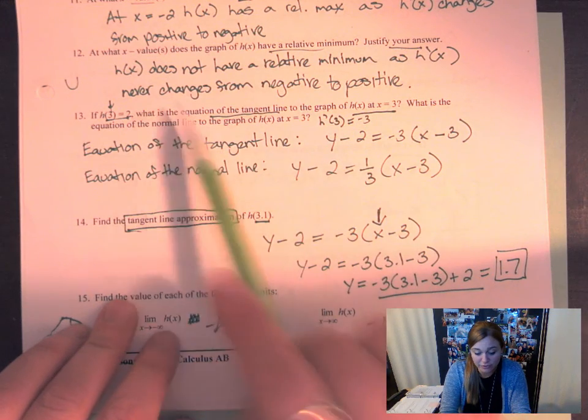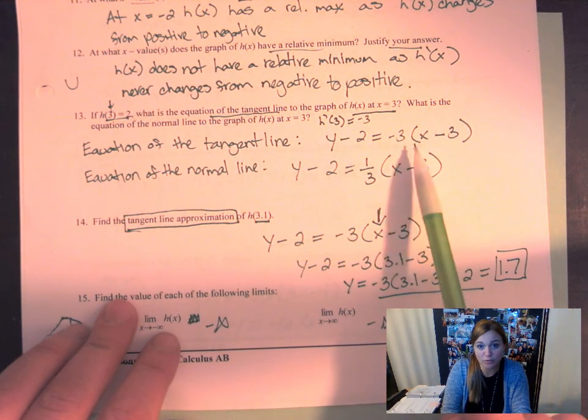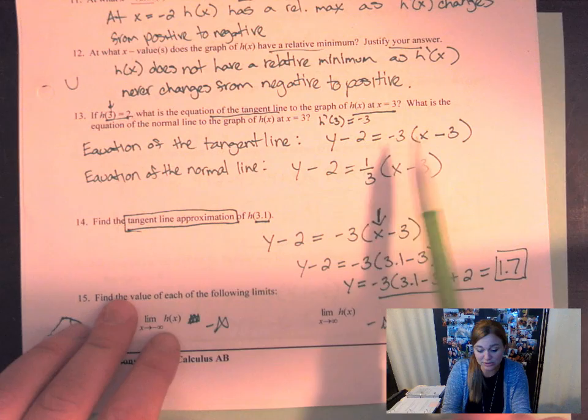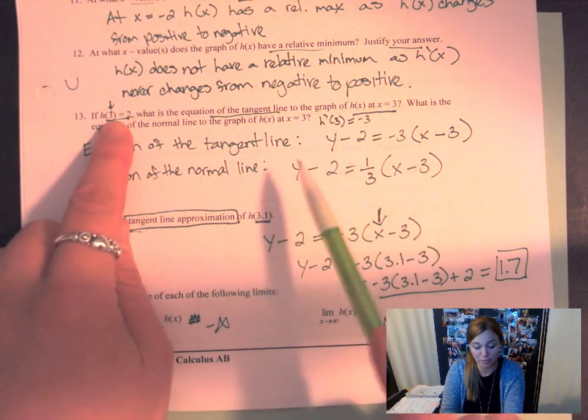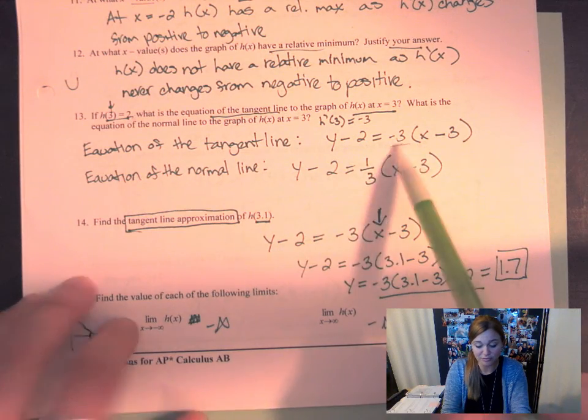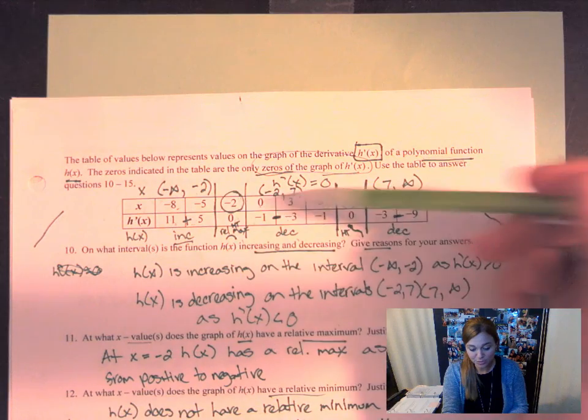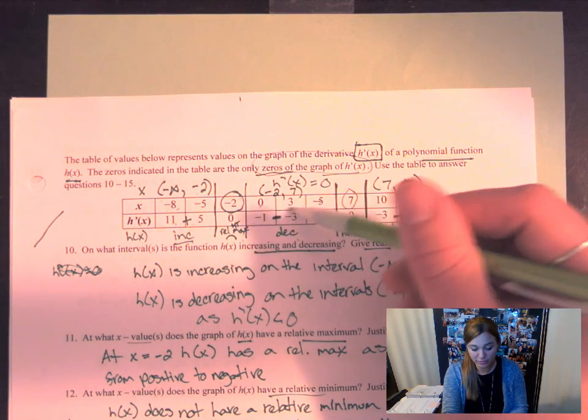H of 3 is 2, so this is where y minus y1 is equal to m, I'll get that in a second, x minus x1, because it came from that point. And you're like, where did this negative 3 come from? We have a chart. H prime of 3 was negative 3. It was given to me in my chart.